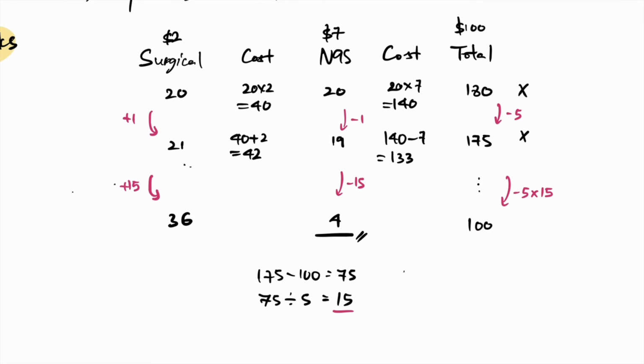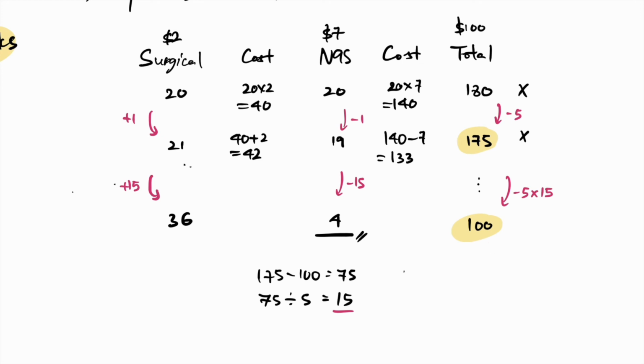But from here I ask myself, currently I have 175, I'm looking for 100. So what's the difference there? That's 75. So each step I'm decreasing by 5, by 5, by 5. So 175, next step is 170. Next step is 165. Next step is 160. How many 5s is that in 75? Keep doing that 15 times and you get to $100, which is what we're looking for.